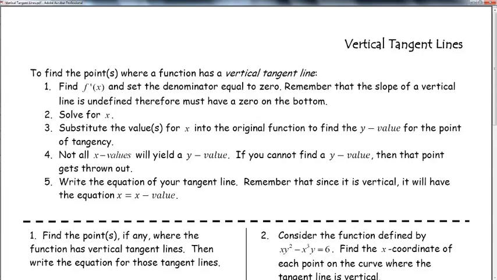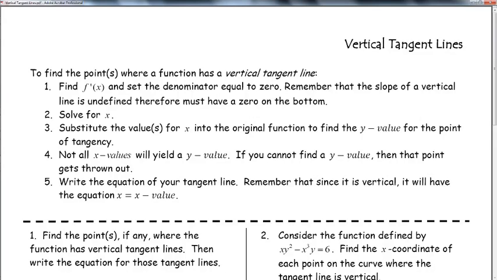Alright, vertical tangent lines. To find the point where the function has a vertical tangent line, you're going to take the derivative and set the denominator equal to 0. So it's similar to a vertical asymptote. Essentially, it's kind of acting like a vertical asymptote for the derivative. If you want to find the actual point of that tangency where the derivative is equal to 0 in the denominator, you're going to solve for x.